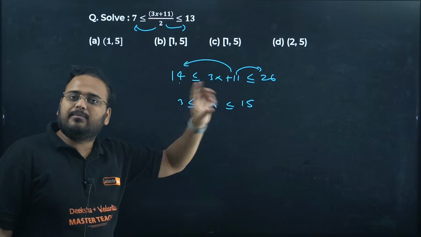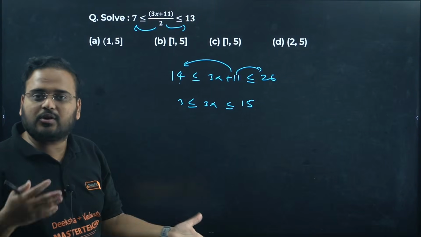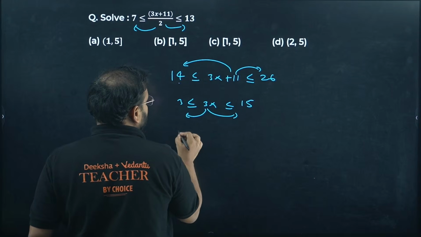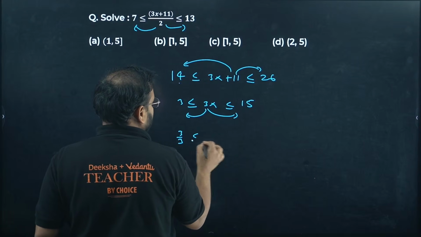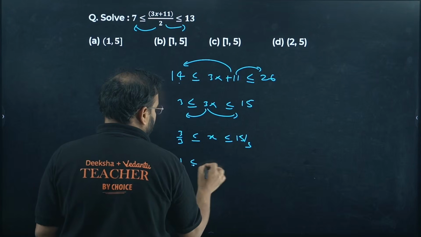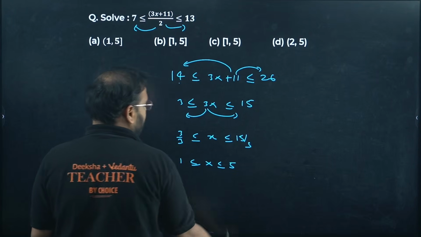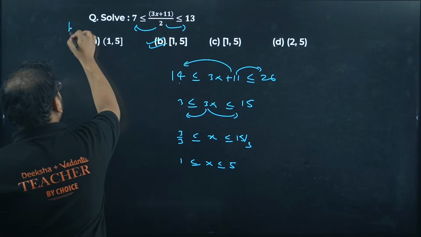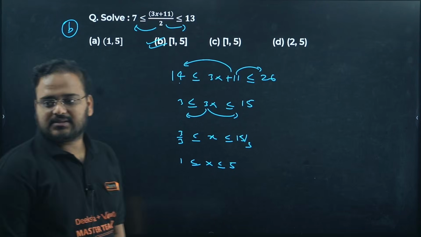Subtracting 11 on both sides, positive number. Subtracting anything does not change. Okay, so again remains same. Again dividing by the positive number, divide by 3 and 3. So 3 by 3 x and 15 by 3. You get the answer as 1 less than or equal to x less than or equal to 5. So 1 to 5 both closed. Answer is option B.